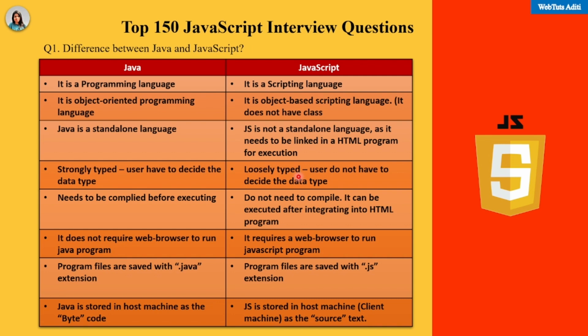But in JavaScript, it is loosely typed. What does it mean? It means that you do not need to decide the data type of the variable. It will decide on its own. When the code is executed, the interpreter will work out whether the value stored in a certain variable is a string or number or boolean or any other type. So you do not have to decide it. That is why it is called loosely typed. The user does not have to decide the data type.